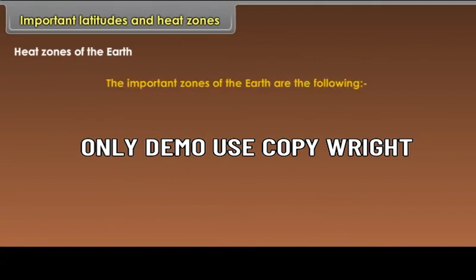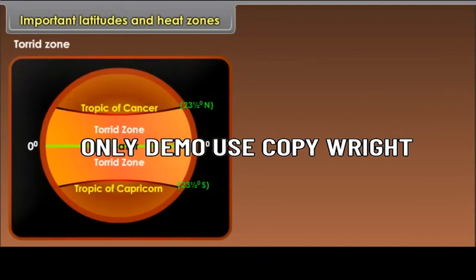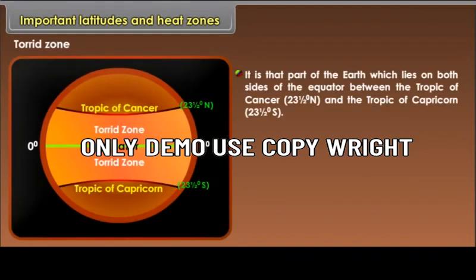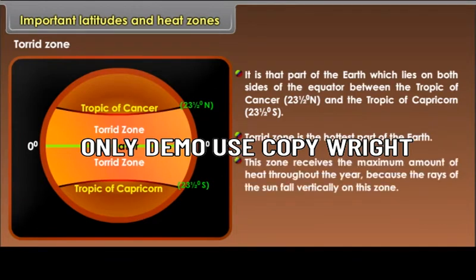Heat zones of the earth. The important zones of the earth are the following: torrid zone, temperate zone, frigid zone. Torrid zone. It is that part of the earth which lies on both sides of the equator between the Tropic of Cancer, 23.5 degree north, and the Tropic of Capricorn, 23.5 degree south. Torrid zone is the hottest part of the earth.